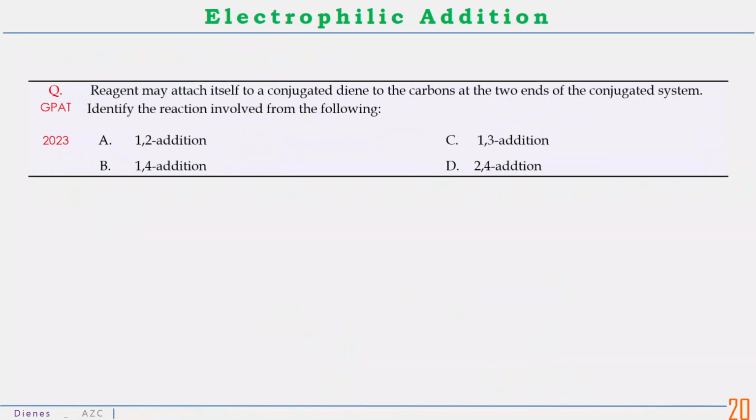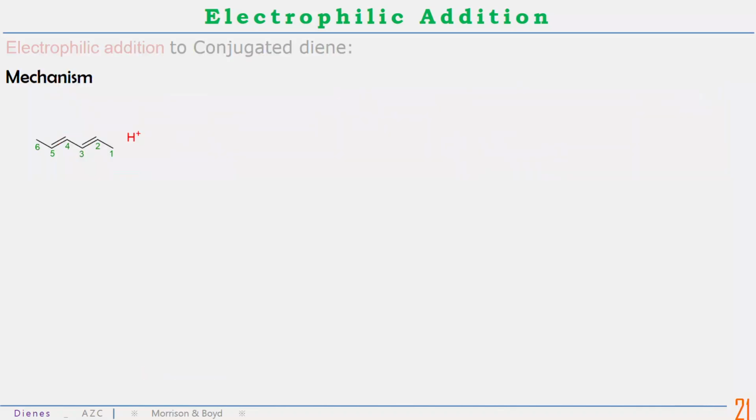A reagent may attach itself to a conjugated diene, to the carbons at the two ends of the conjugated system. Identify the reaction involved from the following. The right option is 1,4 addition. Let's see the mechanism of the reaction.